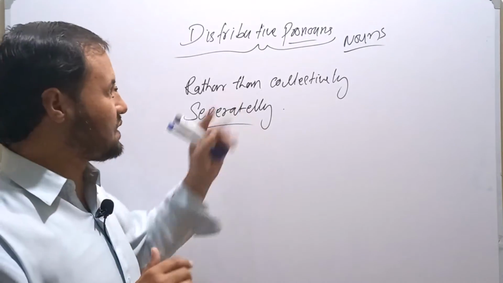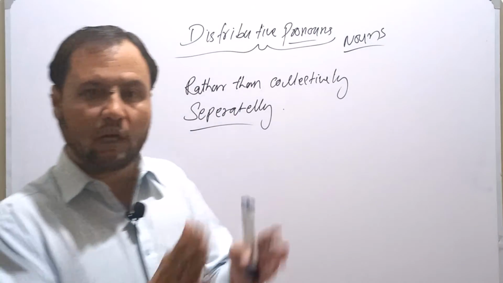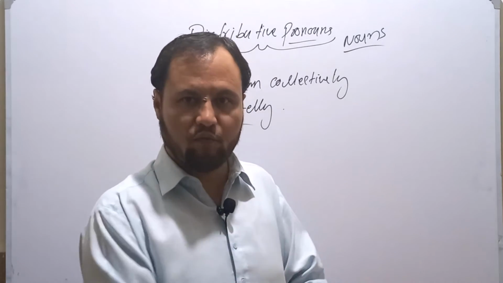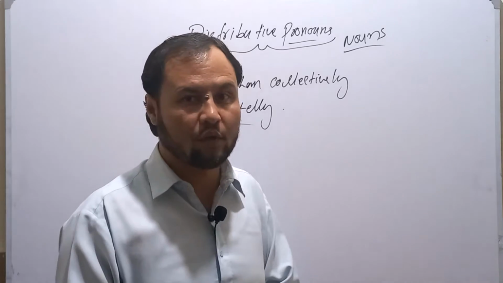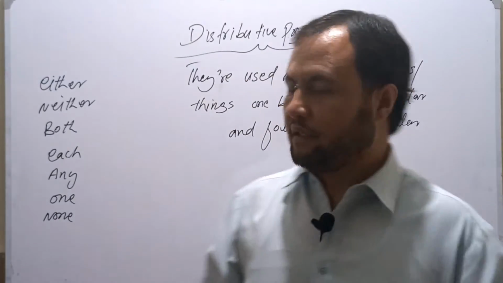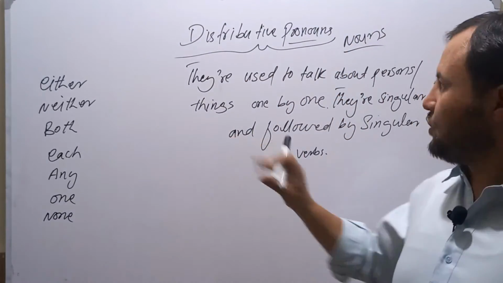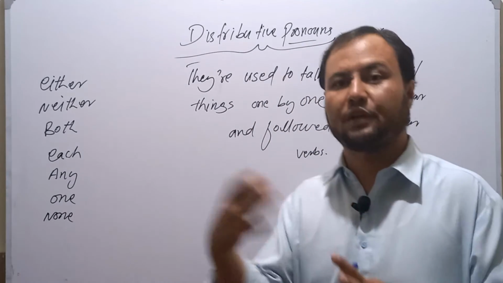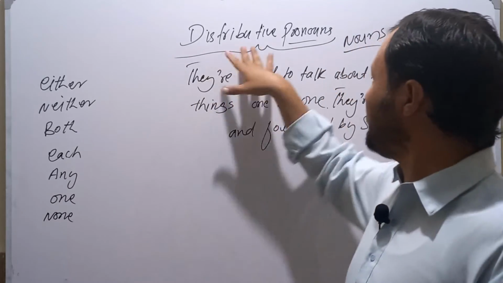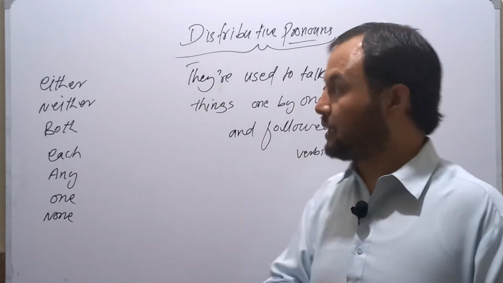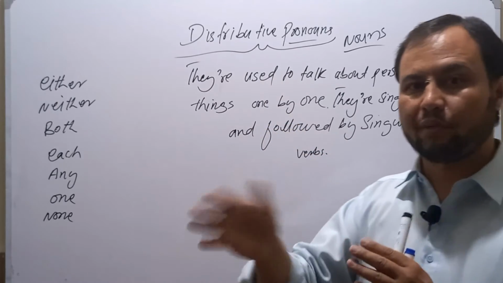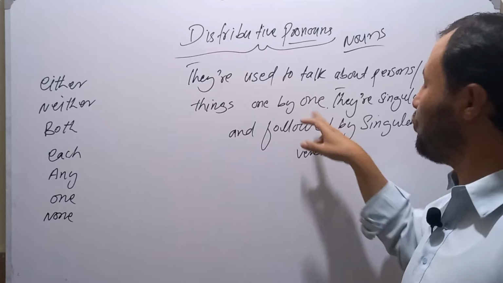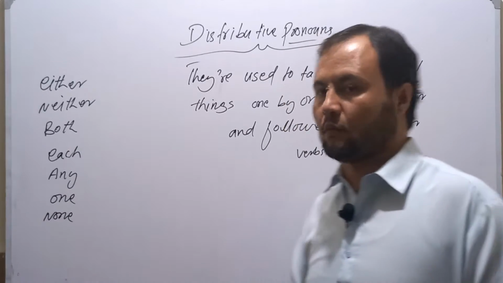Once again, distributive pronouns are the pronouns we use when we talk about persons or things individually, one by one. There is another simple definition that I've written over here. They are used to talk about persons and things. Why? Because they are pronouns. Keep this in mind: distributive pronouns talk about persons and things one by one.